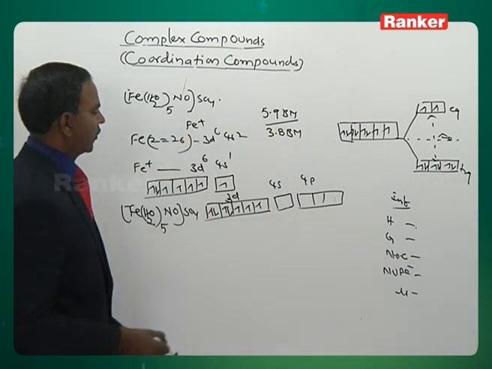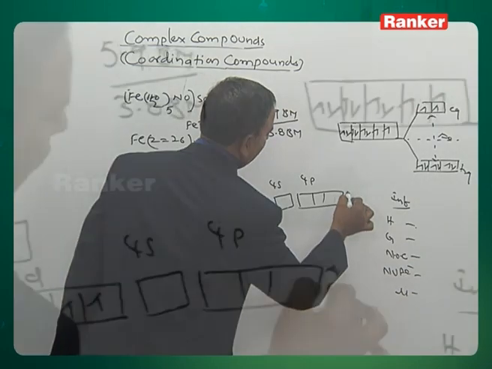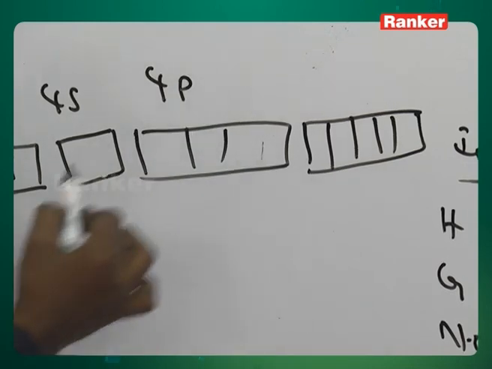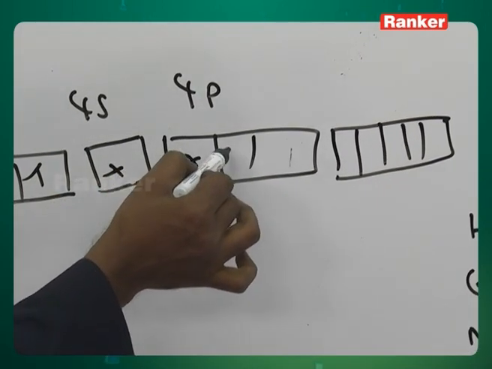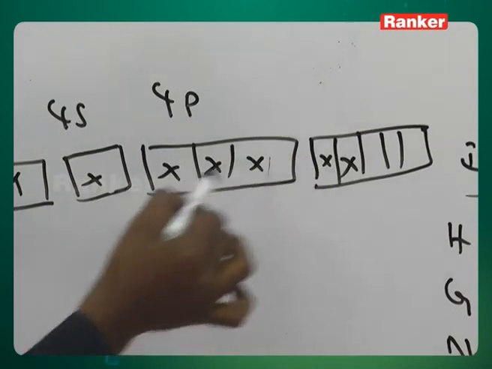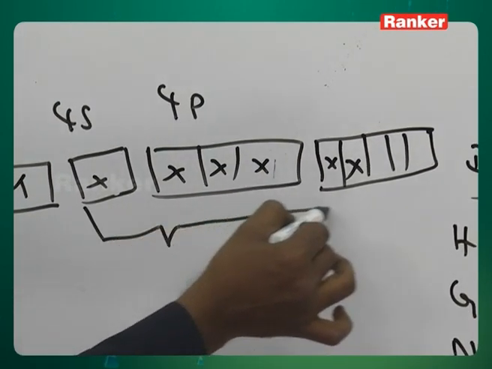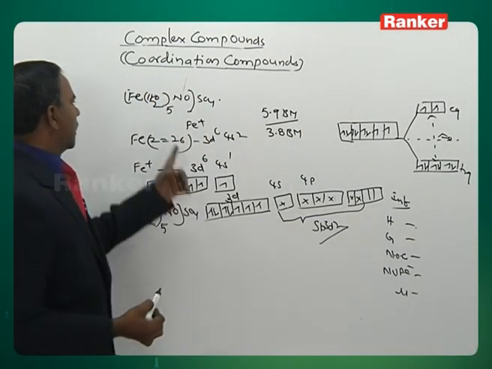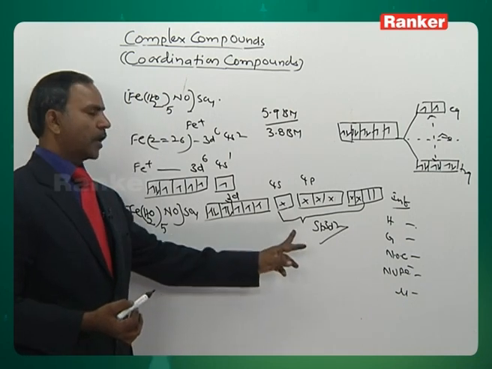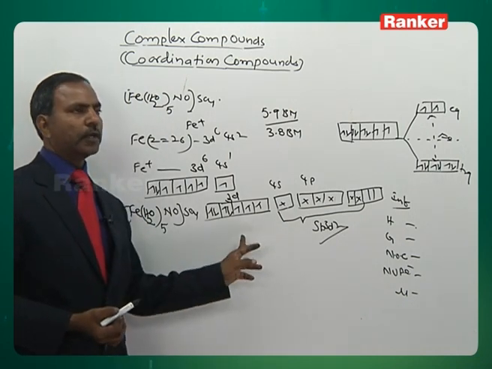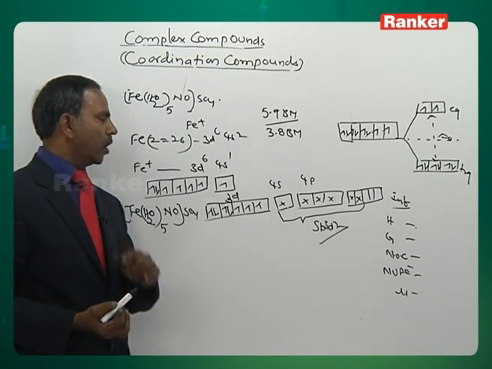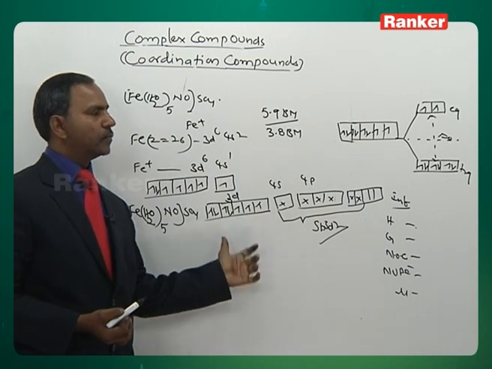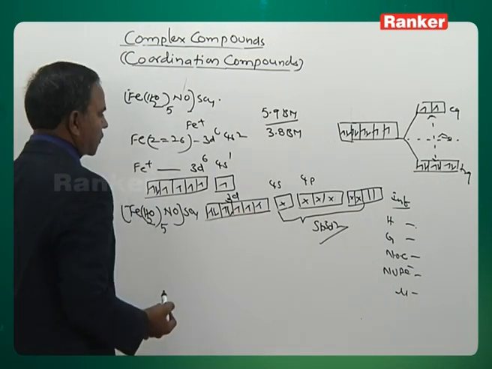And how many ligands are there? 6 ligands. Therefore it is actually involving 4d orbitals also in the hybridization. See 1, 2, 3, 4, 5, 6, then the hybridization is sp3d2. For this particular brown ring complex, the hybridization is sp3d2, the magnetic moment is 3.8. Here you have to remember that an electron from the 4s orbital is shifted to d. This is also one exception.